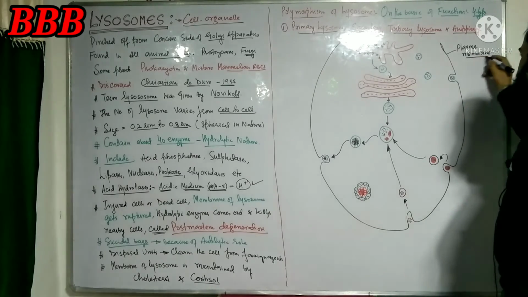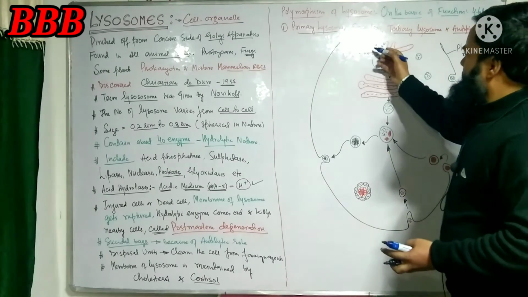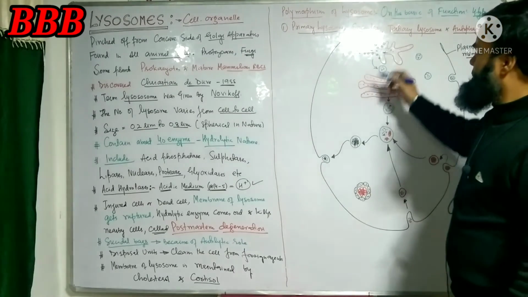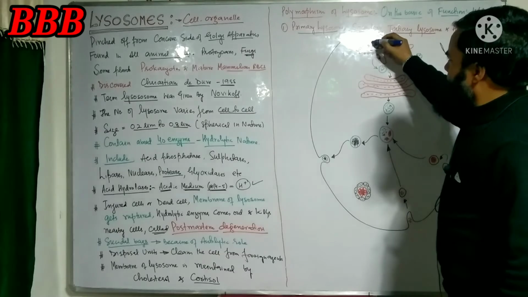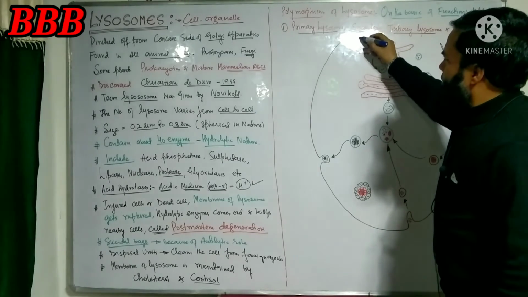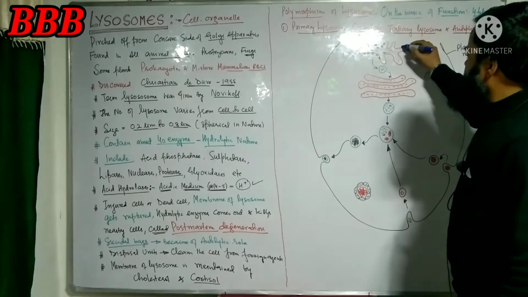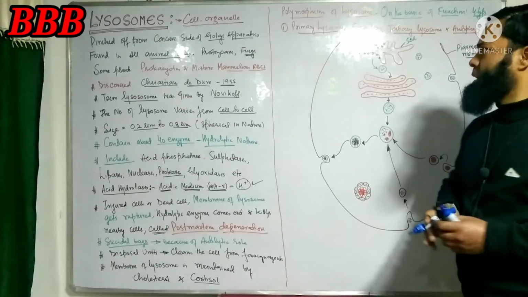And I have mentioned here certain types of cell organelles. The first one is called the endoplasmic reticulum, and this portion, as you already know, is called the rough endoplasmic reticulum. It is responsible for the synthesis of proteins, and this is the smooth endoplasmic reticulum, which is responsible for the formation of lipids.